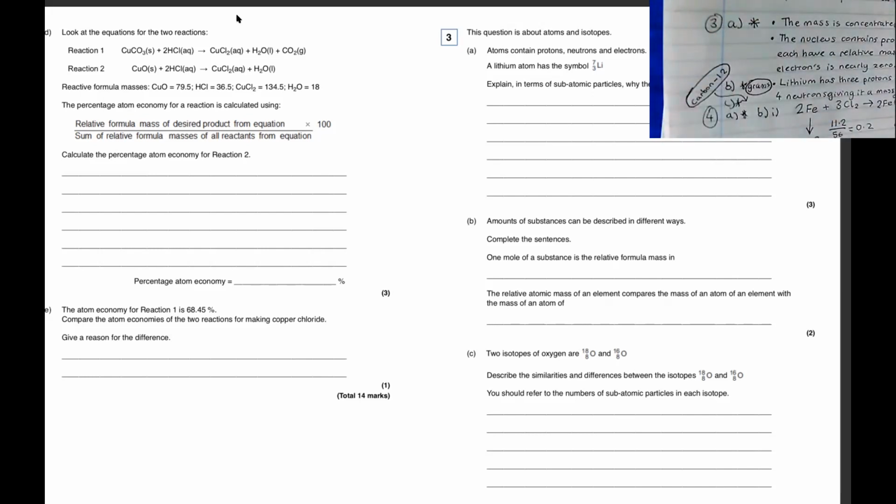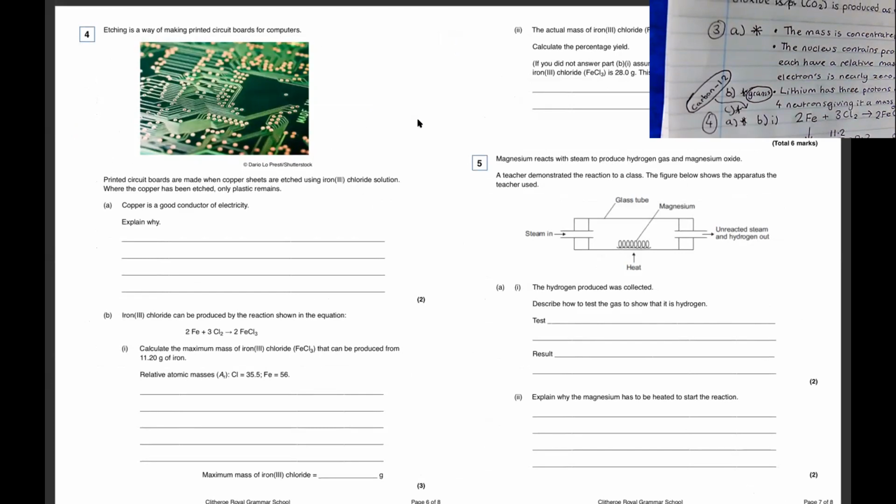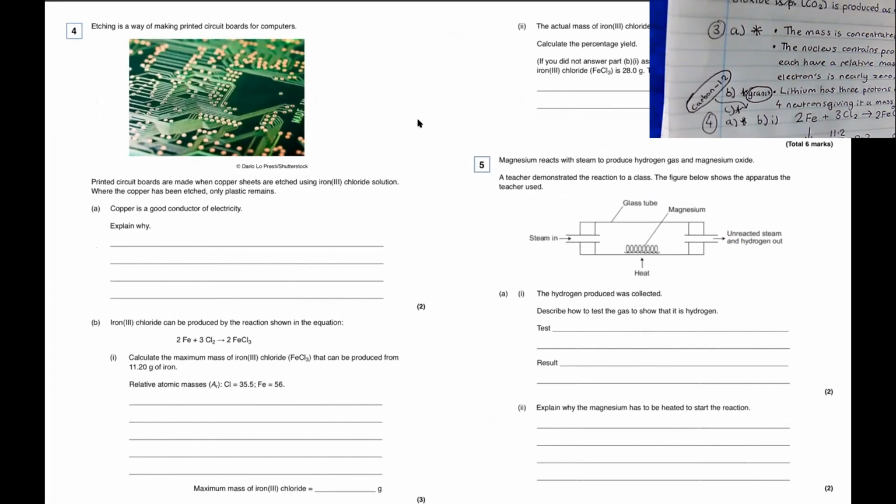Okay. And then which other ones? I think it was 4A, but I got the second part to it, but not the first. Okay, so if you scroll down, then I'll be able to see that. It's this one here. Okay, so 4A: copper is a good conductor of electricity.